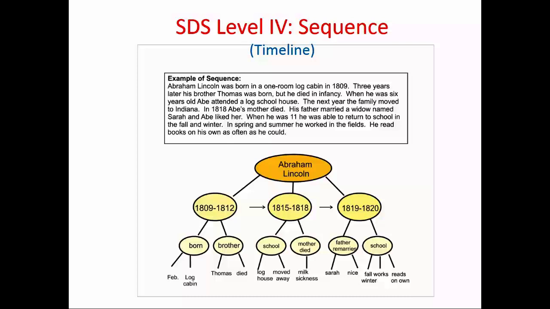The 1809 to 1812 part of his life, the 1815 to 1818, and then the 1819 to 1820. So, during those early years, he was born, his brother died, then they moved into a log cabin, but he got to go to school, and his mother died from milk sickness. And then his father remarried. He also got to go to school during the seasons when he wasn't working.